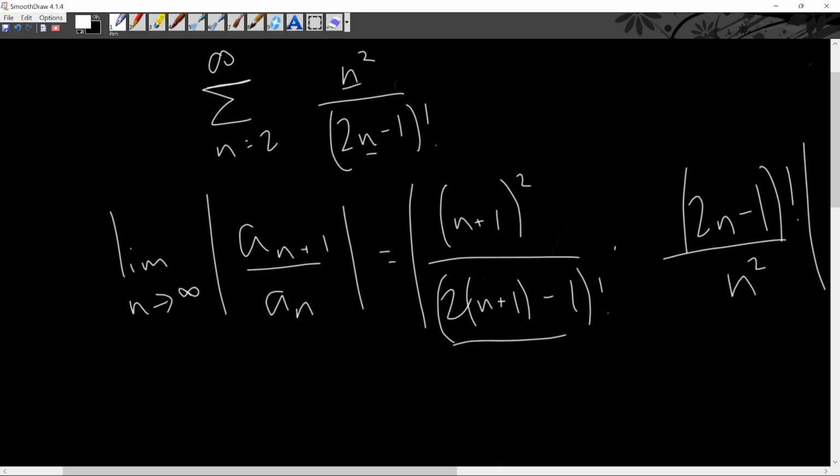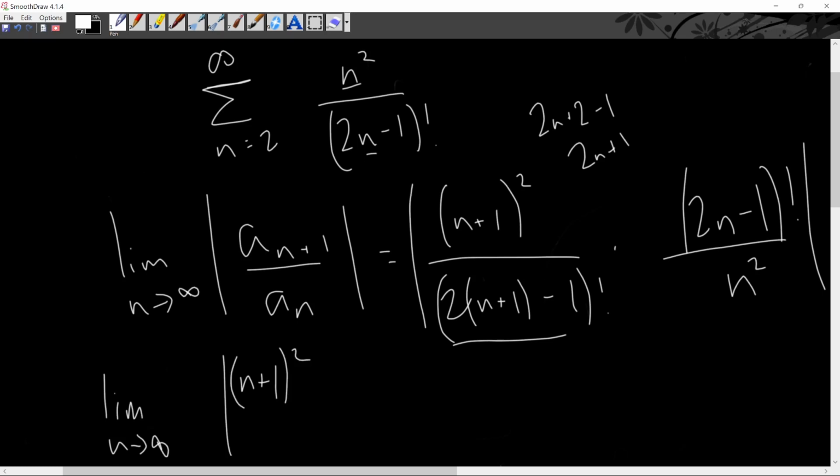We have 2n plus 2, 2n plus 2 minus 1, so this is 2n plus 1. Right, so we have the limit as n approaches infinity of (n plus 1) squared all over (2n plus 1) factorial times (2n minus 1) factorial over n squared. And now, I'm going to talk about factorials.